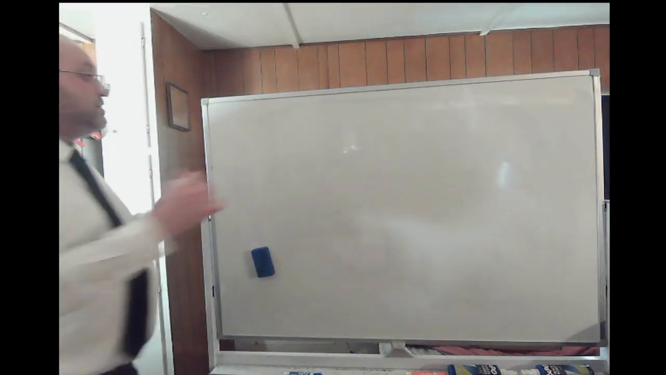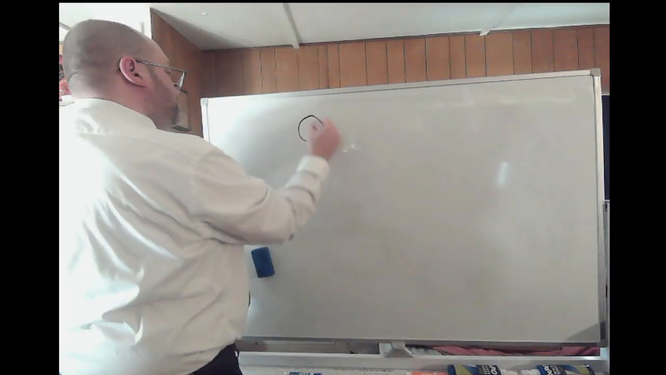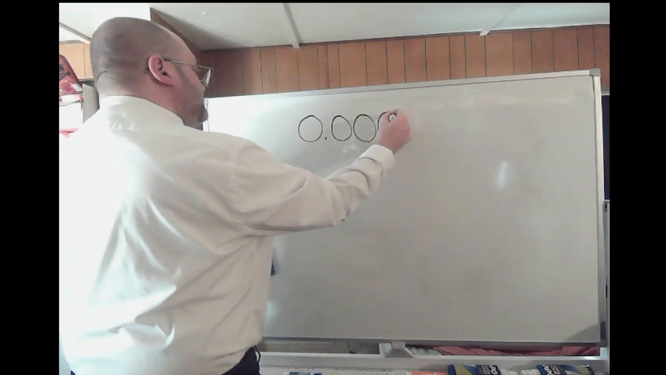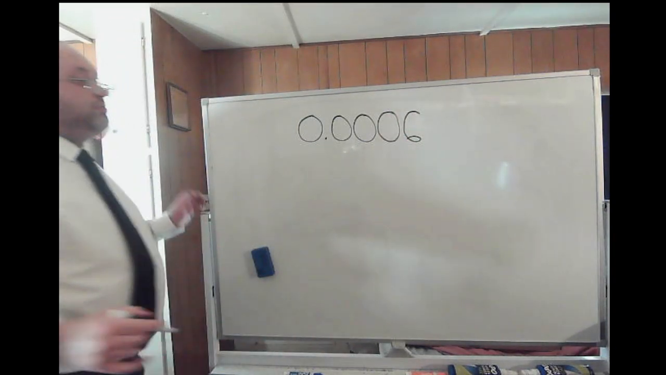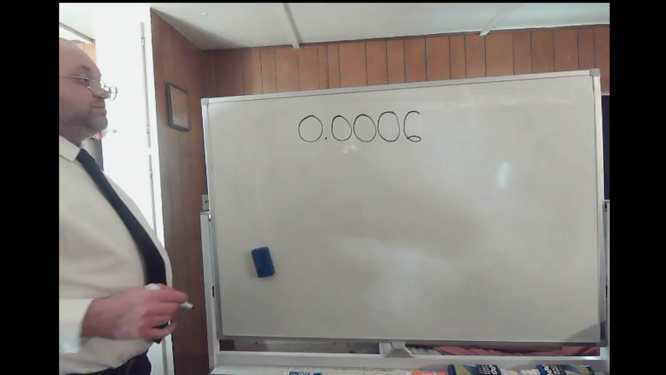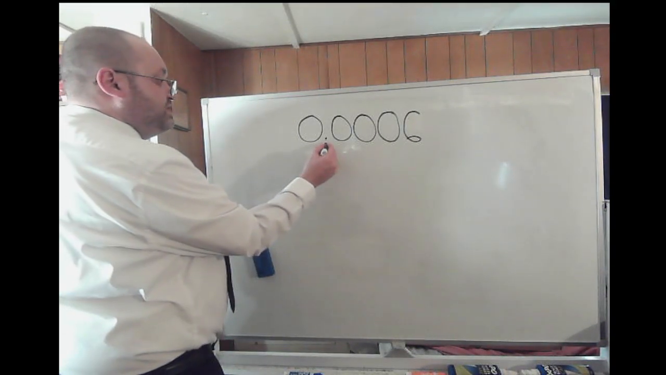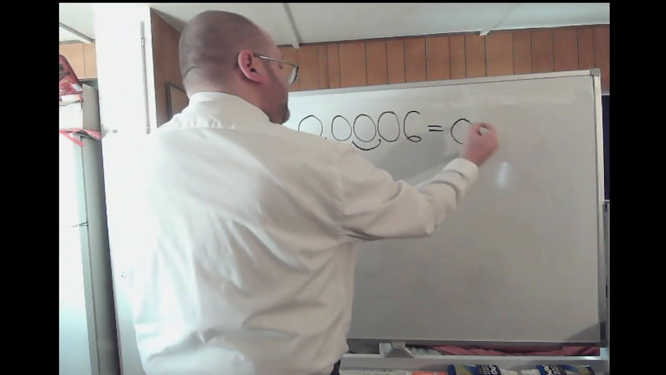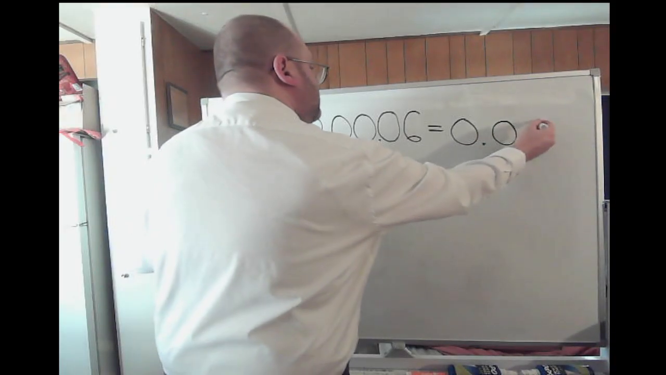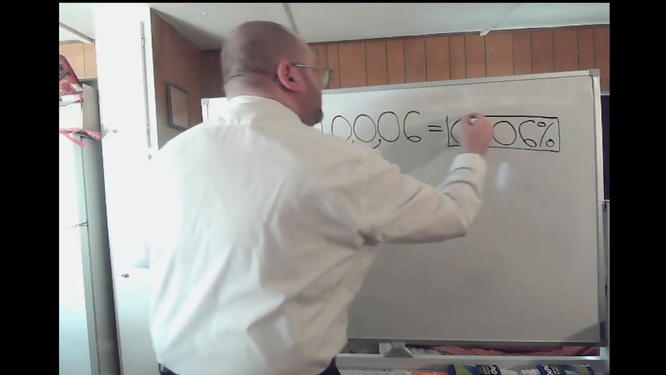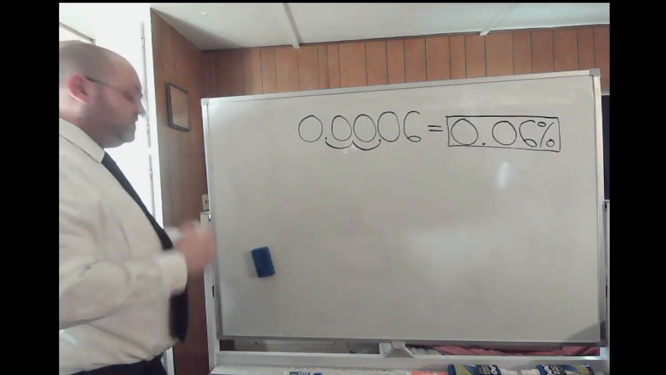1 more, then we're done. We have 0.006 actually. So we have 0.0006. Well, again, to get a decimal as a percent, you move the decimal place 2 to the right, so you go 1, 2. You would get 0.06%. A very small percentage there, 0.06%.